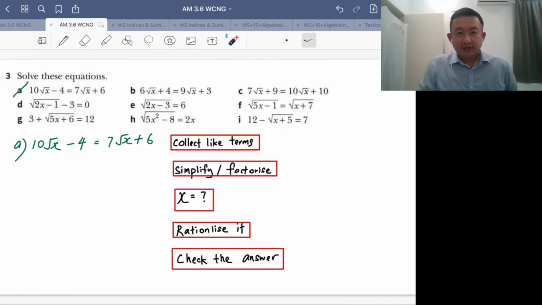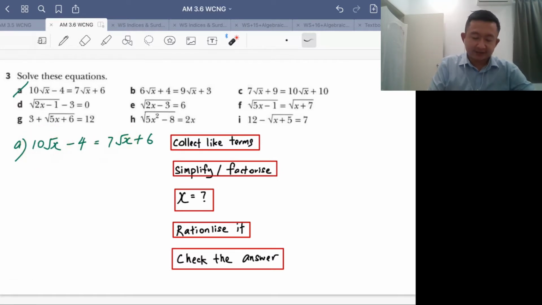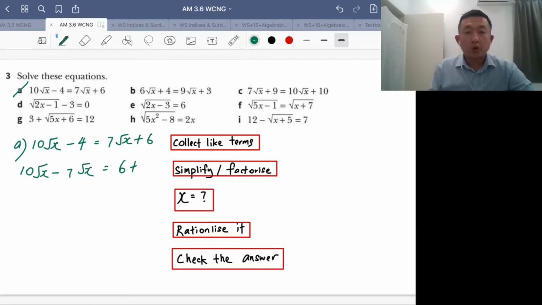You will have to collect the like terms. This is your unknown x. This is your unknown x. So those are the like terms. You are going to group all these at one side and the rest on the other side. So we have 10 root x minus 7 root x equals 6 plus 4.